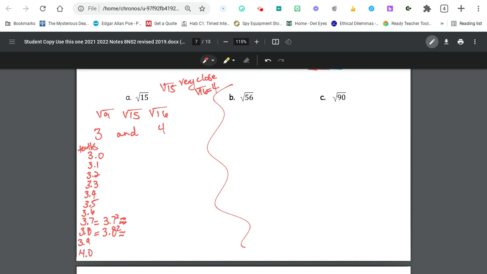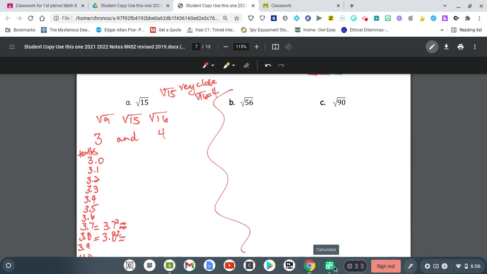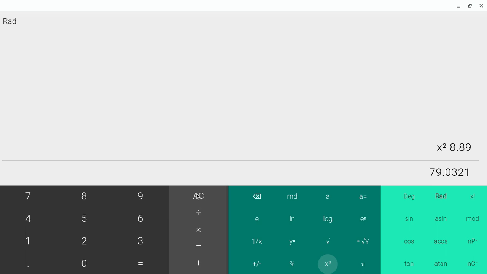Let's try 3 and 7 tenths squared. 3 and 7 tenths squared is 13 and 69/100. That's too low for me. We're trying to get close to 15. Let's try 3 and 8 tenths squared. That's 14 and 44/100. That's closer. Let's write that down. 14 and 44/100. And then 3 and 9 tenths squared.